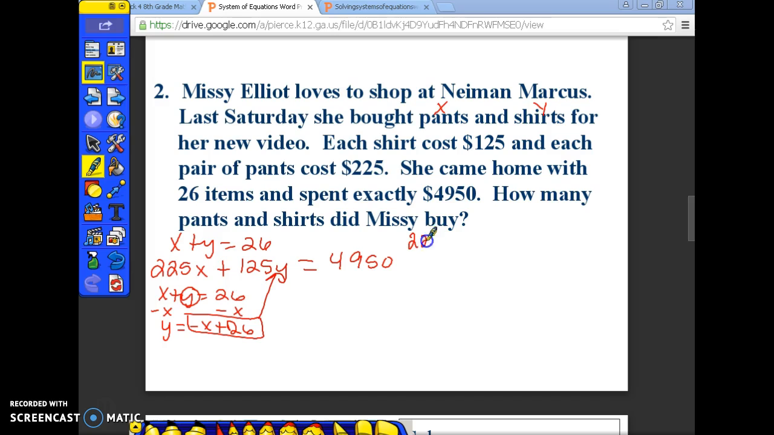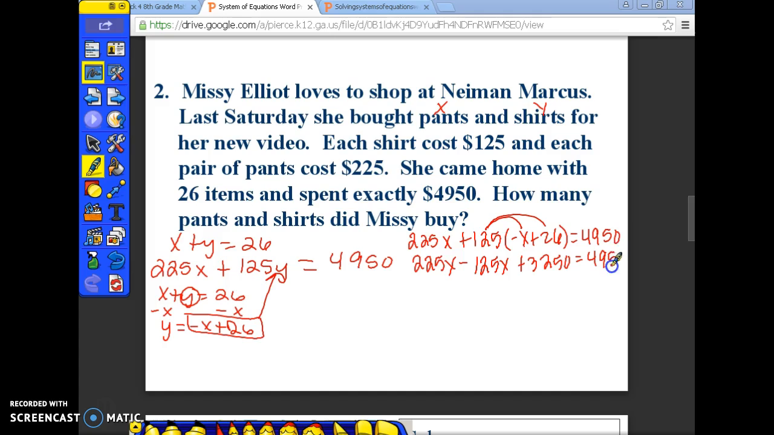That gives me 225X plus 125Y, which is negative X plus 26, equals 4,950. Your goal is to have only one variable in this equation so that you can solve for that one variable. I have 225X. 125 times negative X is negative 125X. 125 times 26 is 3,250. And write down the rest of your equation.